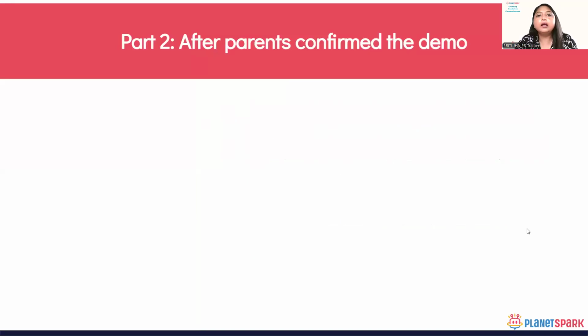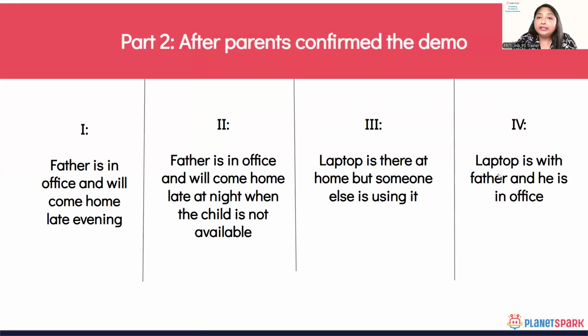Now, after the parents have confirmed the demo, there are also some situations which might arise. These situations are comparatively easier. The first situation is, the father is in the office and will come home late evening. The demo is scheduled at 6. The father will come home at 7 or 7:30. What will you do? You can reschedule the class at 7:30 or maybe 8 after the father comes back.